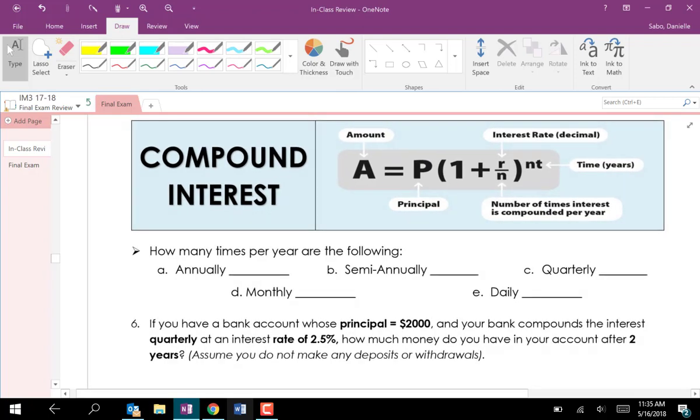When I say annually, how many times a year is that? Once. Okay, what about semi? 2. Quarterly? Careful. Quarterly is how many quarters, 4. Monthly, 12. And daily, 365. Technically 365.25 because of the leap year, but we're just going to use 365.